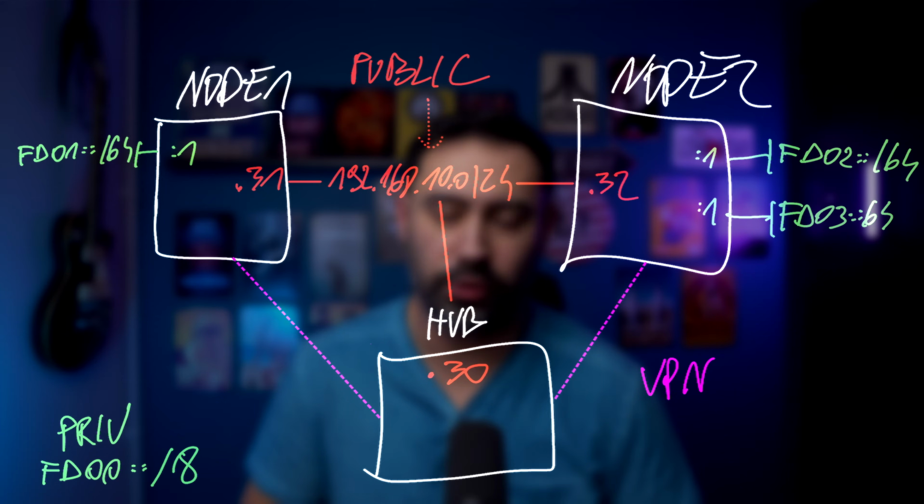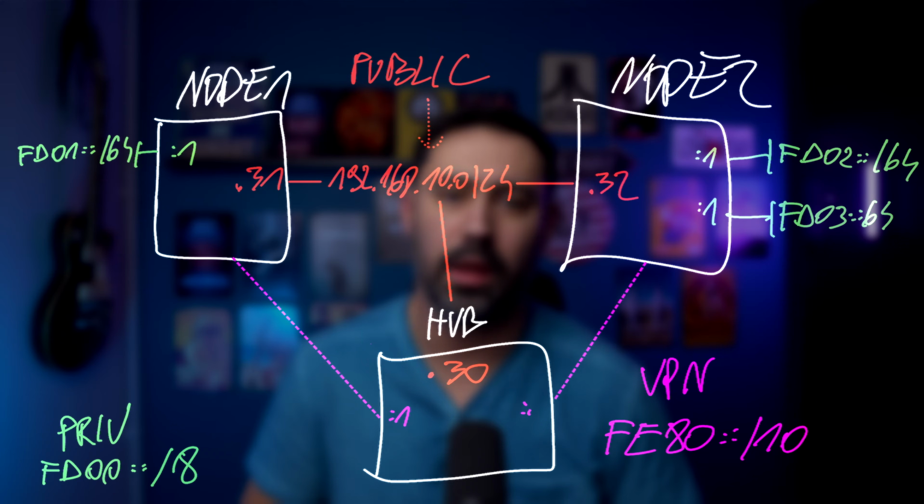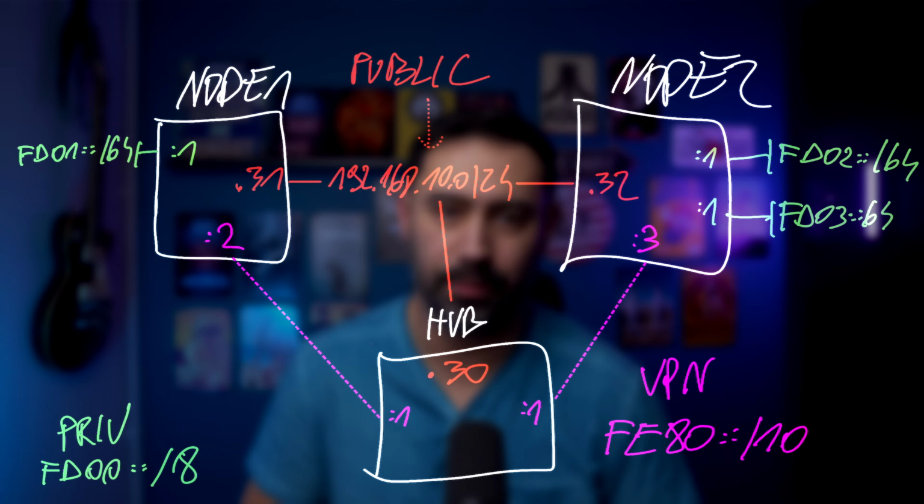For tunnel endpoints, we'll use FE80/10 prefix that is dedicated for IPv6 link local. Our hub will have :1 IP, Node 1 will have :2 IP, and Node 3 will have :3 IP. IPv6 link local addresses are ideal for point-to-point communication.